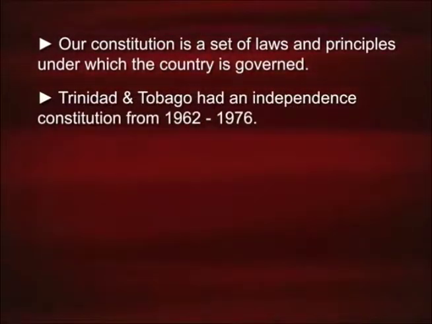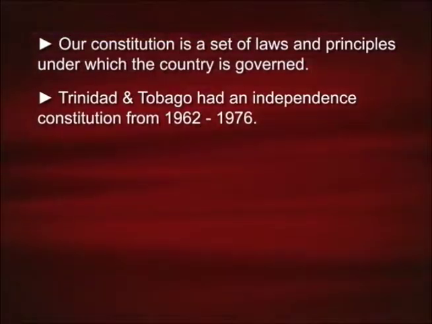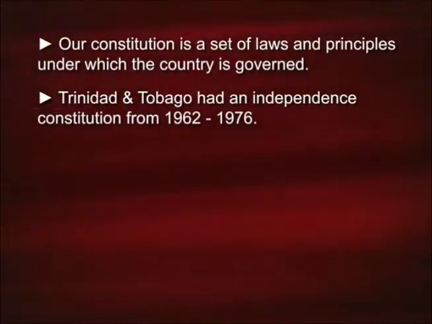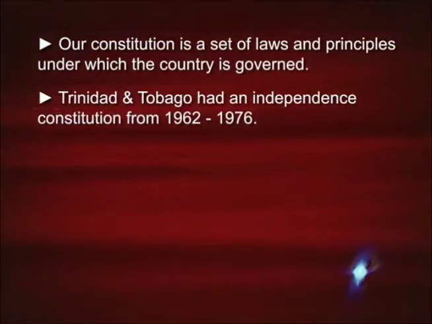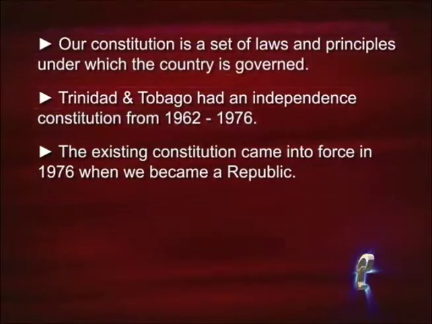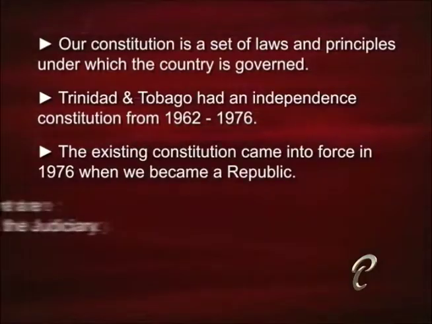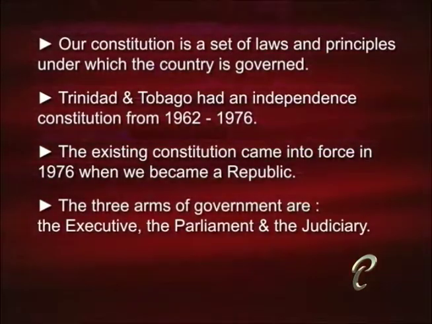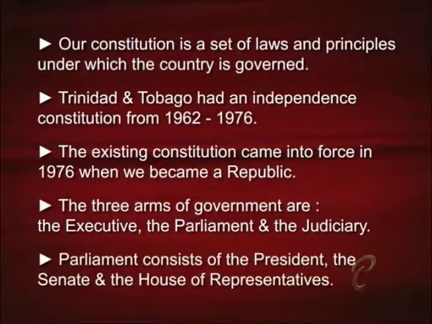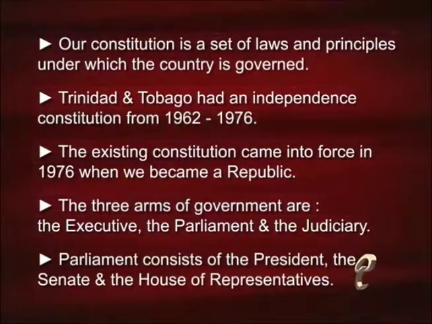Trinidad and Tobago had an independence constitution from 1962 to 1976. The existing constitution came into force in 1976 when we became a republic. The 3 arms of government are the executive, the parliament, and the judiciary. The parliament consists of the president, a senate, and the House of Representatives.